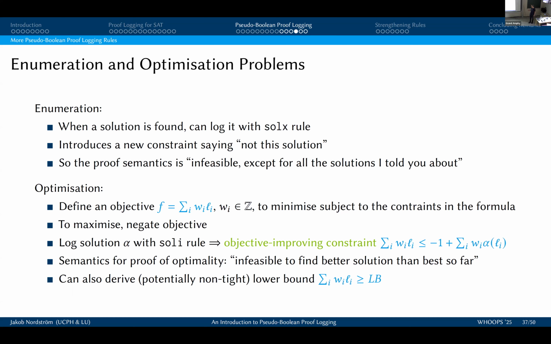And then a proof of optimality, if you derive contradiction after having a constraint like this, means that the last solution I told you about was best possible. The claim that there is something strictly better than this is a contradiction.